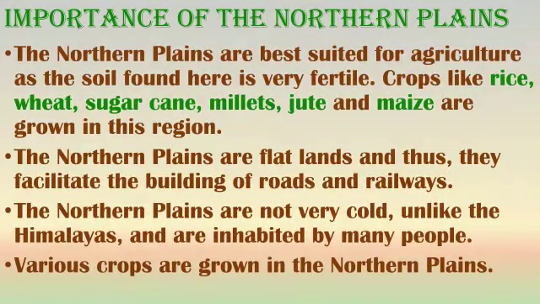The northern plains are best suited for agriculture as the soil found here is very fertile. Crops like rice, wheat, sugarcane, millets, jute, and maize are grown in this region. The northern plains are flatlands and thus they facilitate the building of roads and railways. The northern plains are not very cold, unlike the Himalayas, and are inhabited by many people. Various crops are grown in the northern plains.